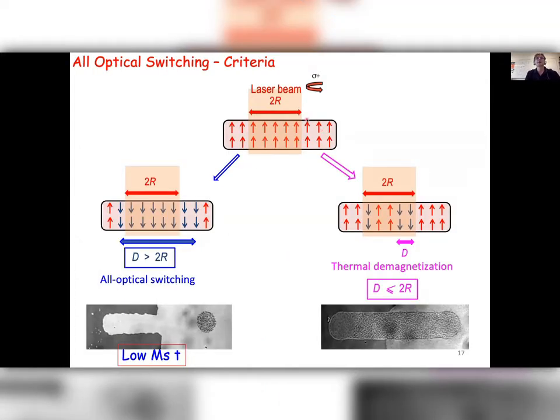And so our criterion that we could prove was to say, well, if the laser beam diameter is smaller than the domain size expected, then you will have nice all-optical switching. However, if the domain size is much smaller than the diameter of the laser, you will see what we call thermal demagnetization, with multi-domains created. So if you have a system with a low product of the magnetization and thickness, then you will see all-optical helicity-dependent switching.